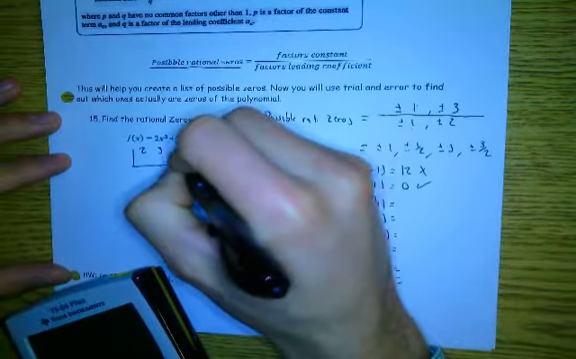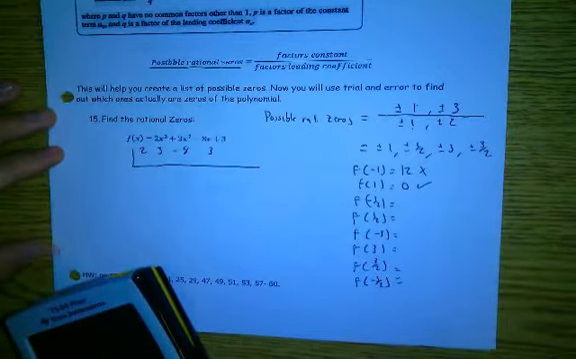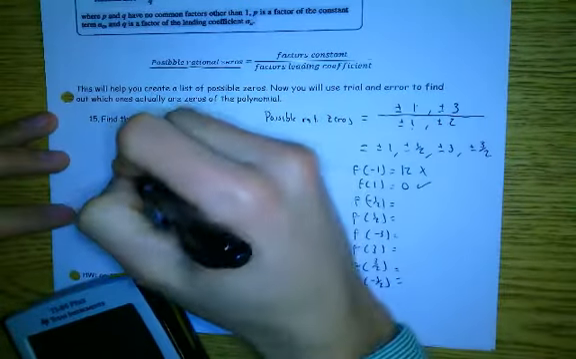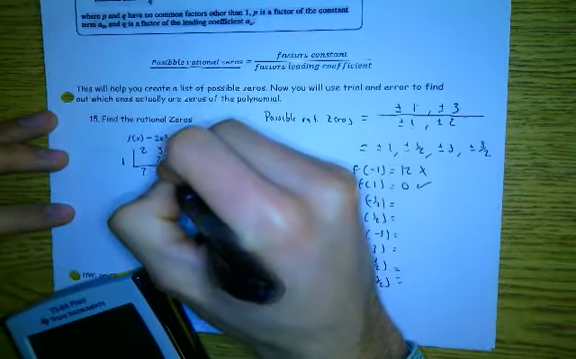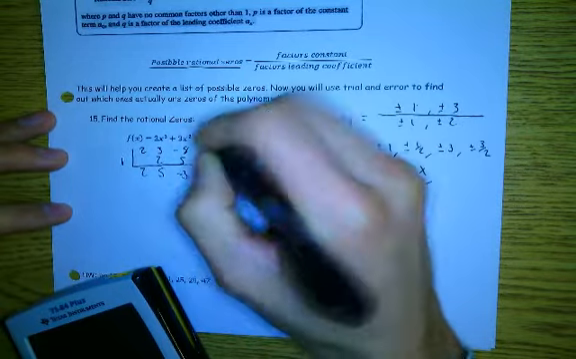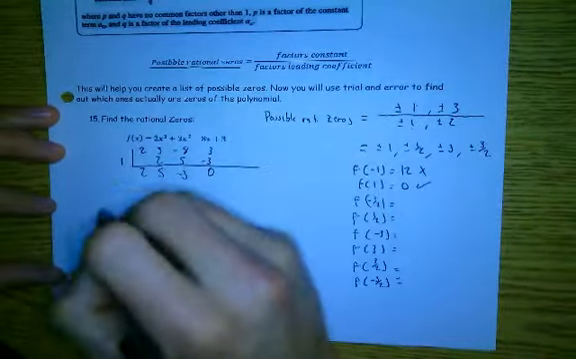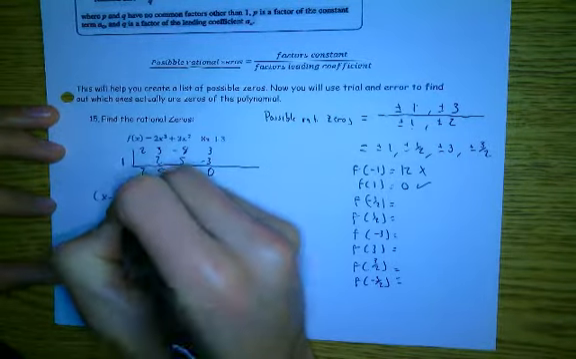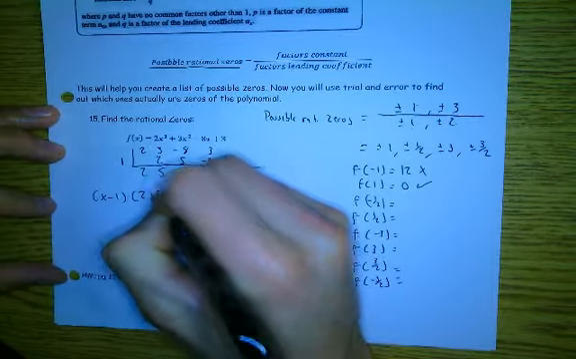So I'll bring that down. That's 2 times 1, which is 2. That's 5. 5 times 1 is 5. That's going to be negative 3. And negative 3 times 1 is negative 3. That's 0. Okay? Which means then that you have x minus 1, correct, times 2x squared plus 5x minus 3. You guys follow me?